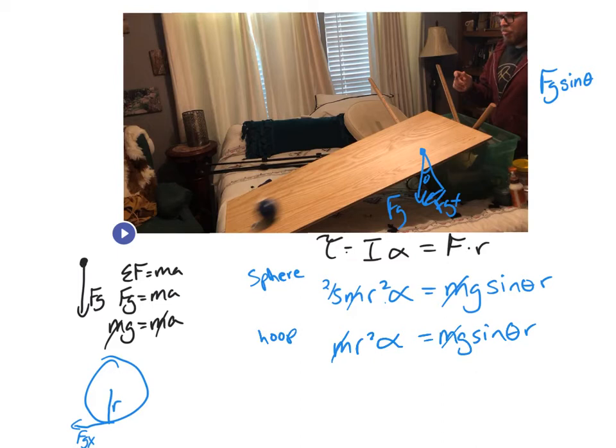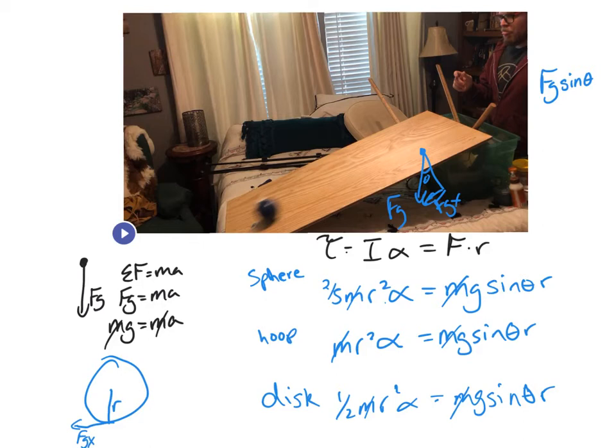And then finally, what about a disk? A disk was 1/2 m r squared alpha, and you get mg sine theta r, and again, the masses cancel out.